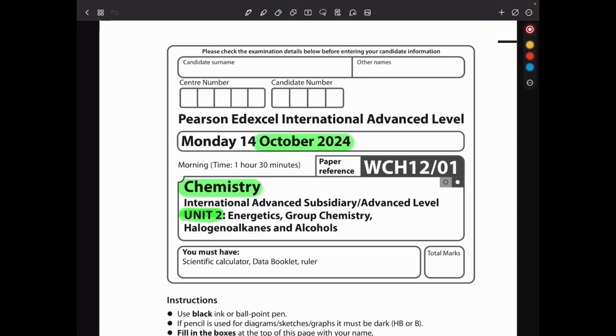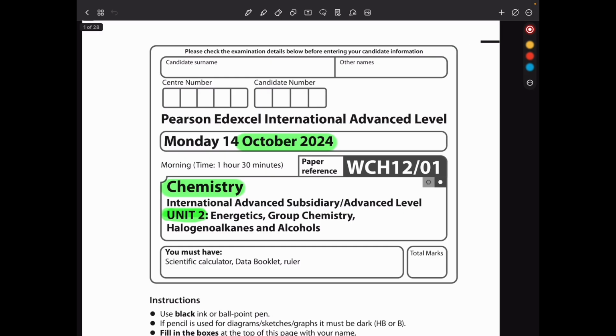Today we're doing the Pearson Edexcel International A-Level Chemistry Unit 2 for October 2024. Let's begin with the first question.